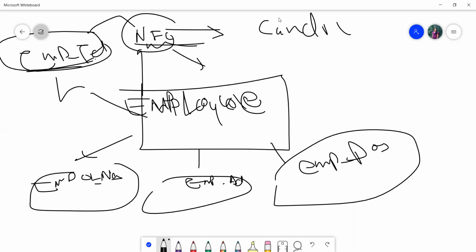Is it clear? There are two attributes qualified to become a primary key, but the designer chooses only one attribute. At that time, the other attribute is definitely a candidate key.